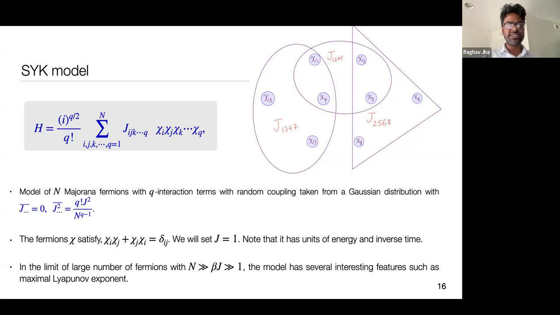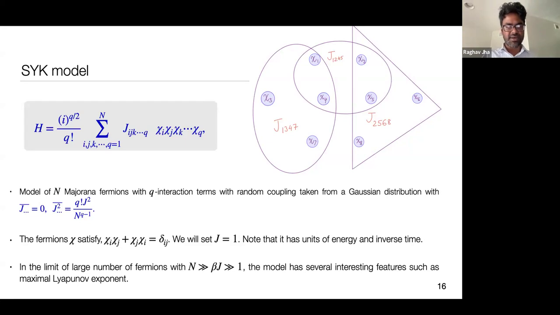Okay, so what are these chi's which you see in this Hamiltonian? So I've already explained that the Q in the Hamiltonian is the number of fermions talking at a particular time in the Hamiltonian. So we set it to 4. J is the random coupling, and then chi's are the fermions, and you can have, say, for example, n of them. And the chi's, which are the Majorana fermions, satisfy this anti-commutation relation: chi_i chi_j plus chi_j chi_i is equal to delta_ij.